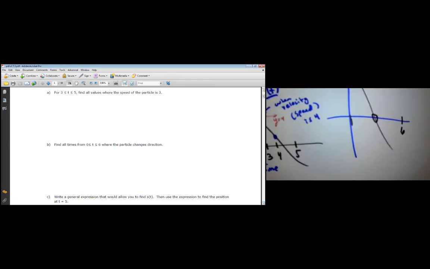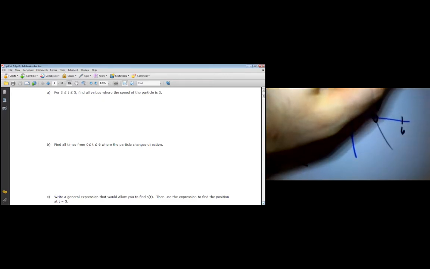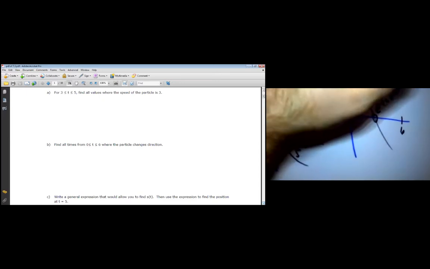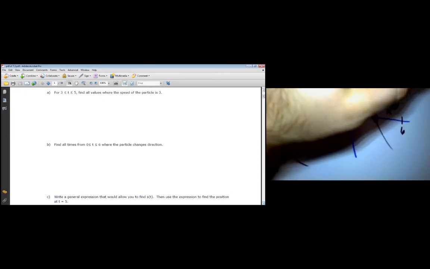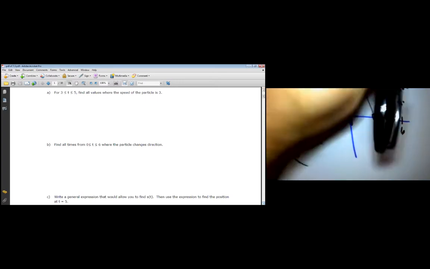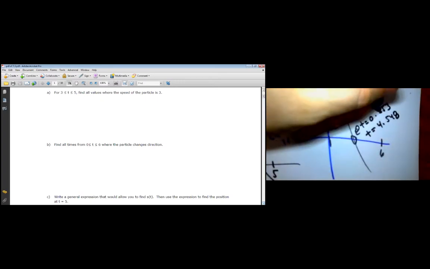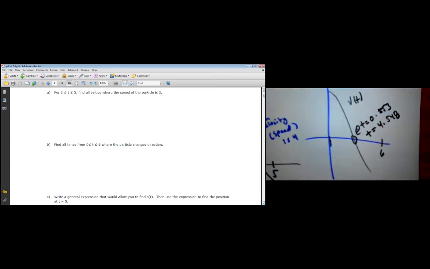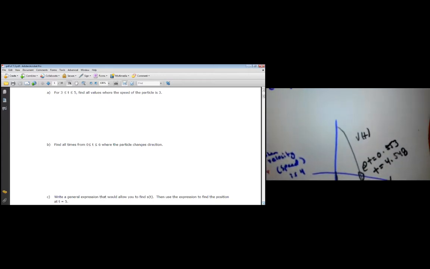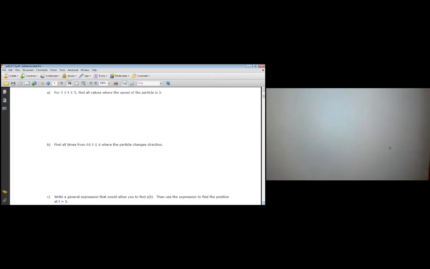Anybody? I got t equals 0.553 and t equals 4.548. 4 point, what was it? 548. Yeah, that sounds correct. All right, so you get 0.553 and 4.548. Anybody have any questions on A or now B? Okay. Takes us to C.